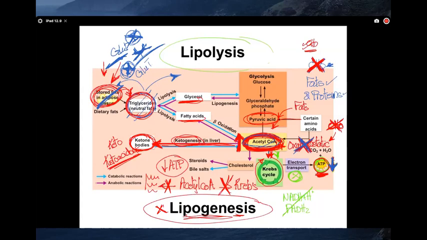Any problem here with the lipolysis and the lipogenesis? Any questions? Any questions?